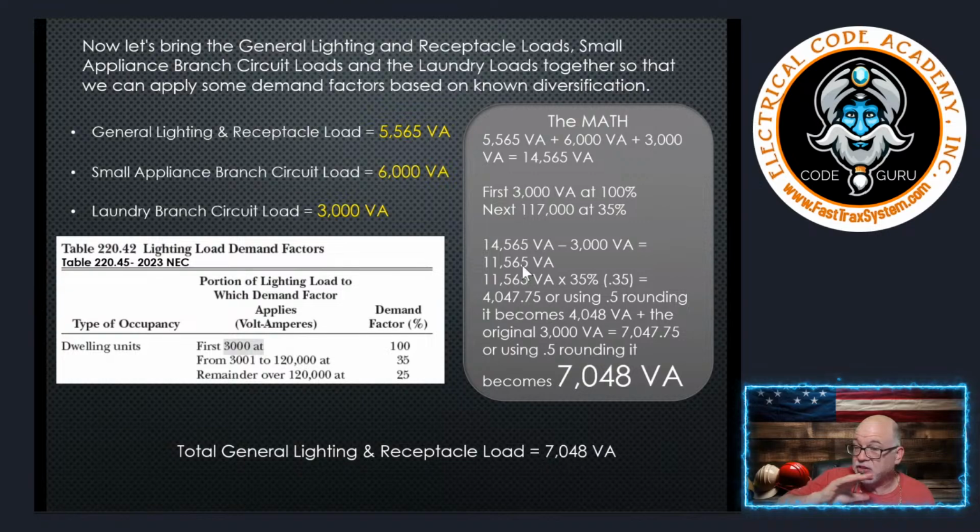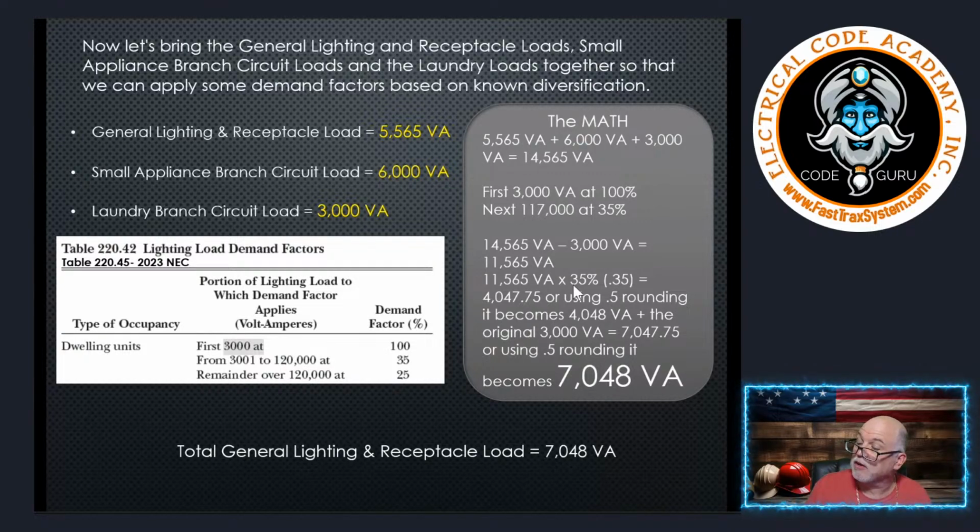That 11,565 is nowhere near exceeding the next 117,000, so we know the multiplier for us is going to be 35%. We take that 11,565 and multiply it by 35%. On our form, we simply move that down to box 8. So I'm going to take that 11,565, drop it down to box 8, and all we're going to do is 11,565 times 0.35. And what do we get?